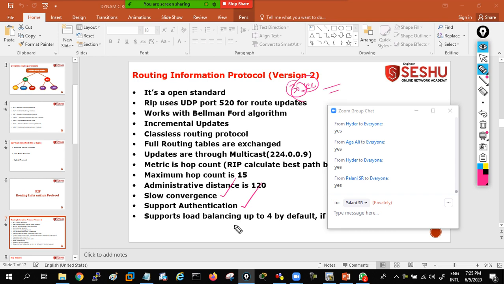You know what is authentication, everybody? Do you know what is authentication? Anybody knows about authentication?